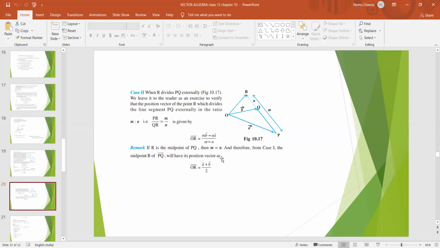In the next class, we'll be doing exercise 10.2. So for now, it's over, and we'll be resuming in the next class with exercise 10.2. A few questions we'll be doing, and then we'll move further.